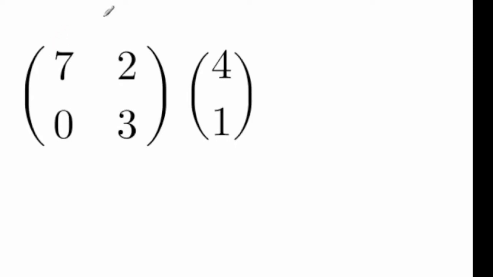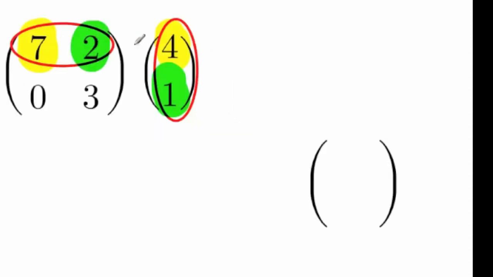Now we're going to focus on multiplying the 2 by 2 matrix 7, 2, 0, 3 with the 2 by 1 matrix 4, 1. We multiply the first row 7 and 2 with 4 and 1, and then we multiply the second row 0 and 3 with 4 and 1. So we multiply the row by the column: 7 times 4 is 28, and 2 times 1 is 2, and we add them together, which equals 30.